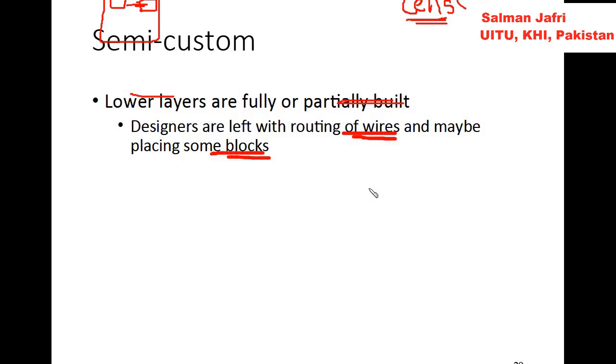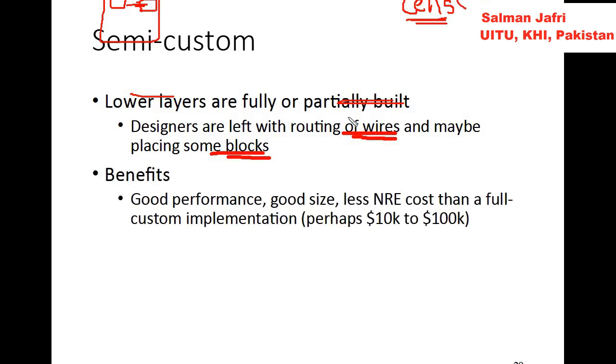And as you can see, since we have less work to do in semi-custom or ASIC, we have less NRE cost and less time to market as compared to VLSI. And the benefit is generally good performance, good size, and this low NRE cost of about 10k to 100k. It might vary according to today's manufacturing things.